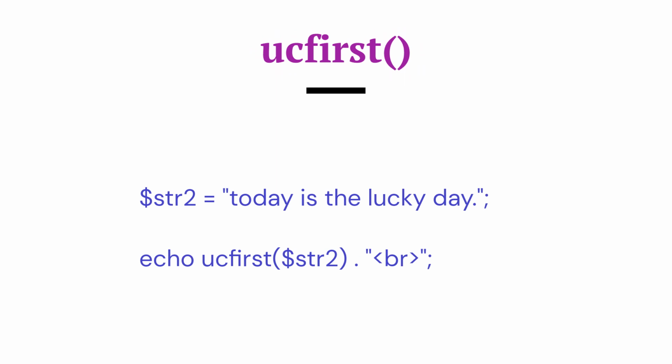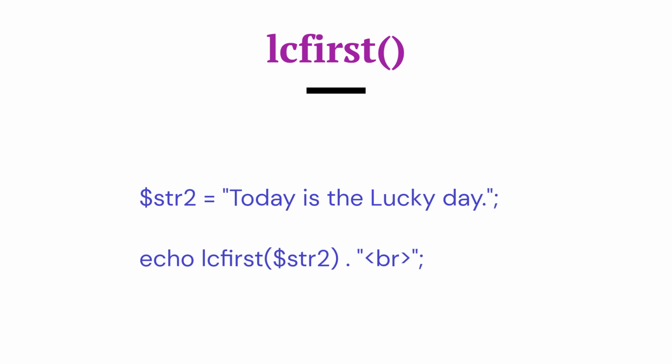Ucfirst function converts the first character of the string to uppercase or capital letters. The string today is the lucky day will be displayed as Today is the lucky day. Lcfirst function converts the first character of the string to lowercase or small letters. The string Today is the lucky day will be displayed as today is the lucky day.